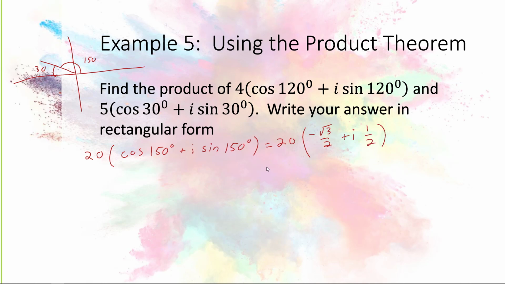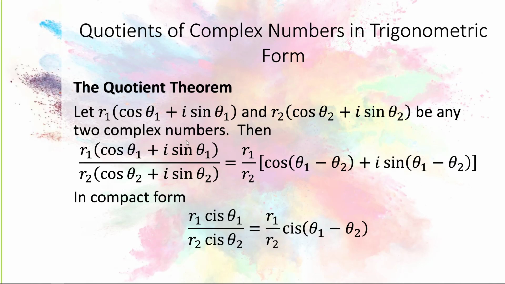And now we need to write this in rectangular form, which means we need to multiply this through, and that will give us negative 10 times the square root of 3 plus 10i, which would be our answer. Notice how much easier it is to do this in trig form than it is to do this in rectangular form. Same applies for dividing two complex numbers or finding their quotient. If you have two complex numbers in the exact same form, then their quotient is going to be the quotient of the magnitudes times our trig form here, where the angle is the difference of the angles.